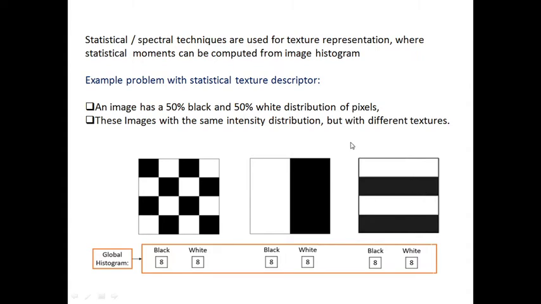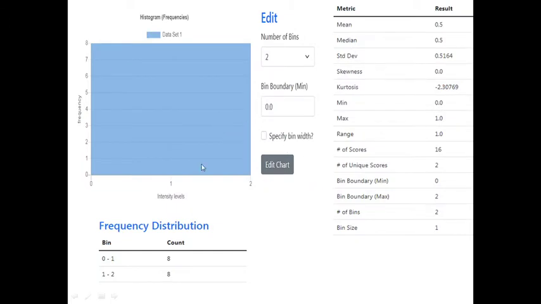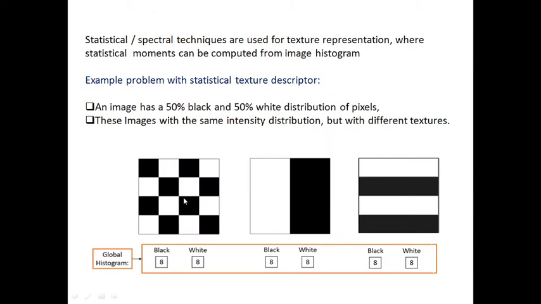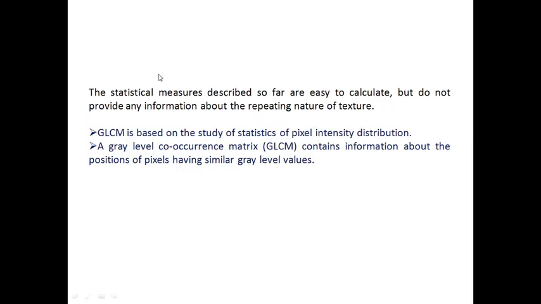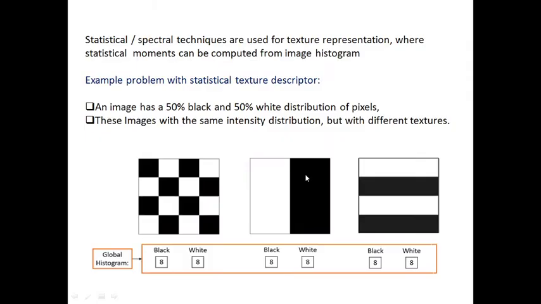So at this point the statistical texture descriptor, by which I can find a 2D histogram, this concept fails. That means I cannot correctly tell what the input image is, this one or this one or this one. So how to overcome this problem? The statistical measures described so far are easy to calculate but do not provide any information about the repeating nature of the texture here, right?